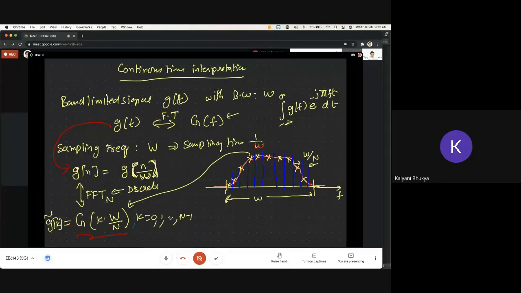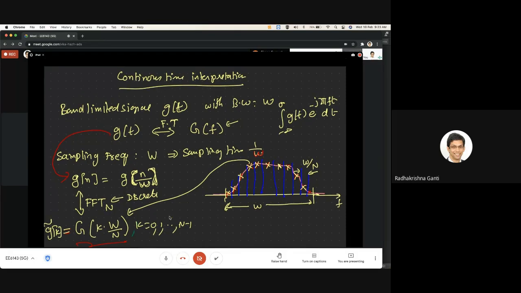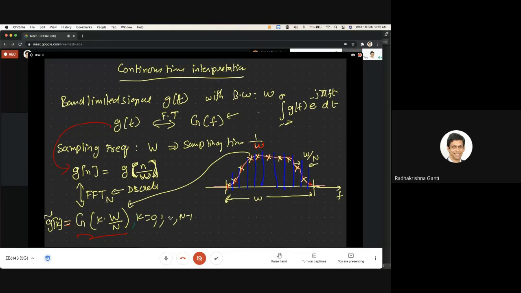Sir, is it for power signal and energy signal, like the Fourier transform? It's applicable for energy and power. So is this for both? There's no energy and power here. Don't worry about energy and power. There is a signal g of t. What is my Fourier transform? This is my G of f.